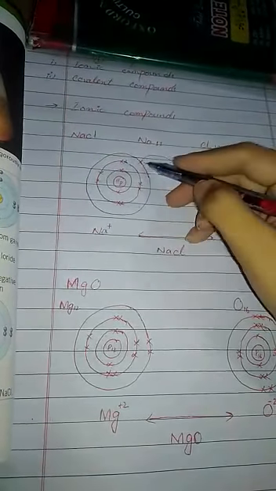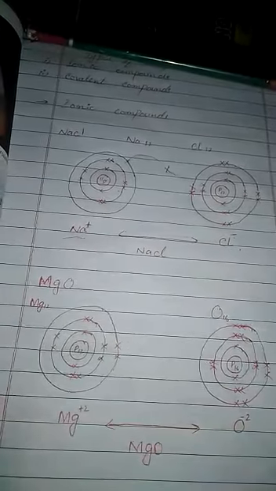And students, you are seeing that this compound is formed from ions, sodium ions and chloride ions. So this is called an ionic compound. Let's see another example of an ionic compound.